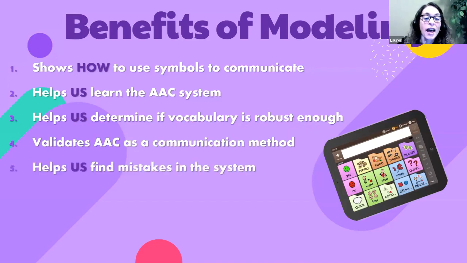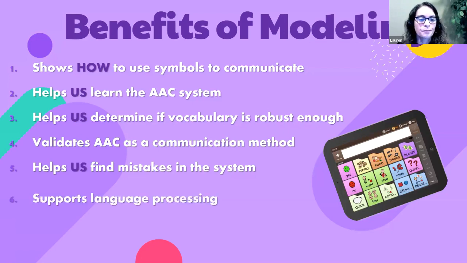It helps us find mistakes in the system. There are times where there can be a glitch, or that we could have made a mistake in programming, or there's a link that's not working. If you don't use it, it's unlikely that you will find all of those mistakes, because in many cases, the student or the child that's learning that system is not really able to tell you, "Hey, my go button's not going to the right place. It's not doing what it's supposed to do." So by you using it, you can identify some of the mistakes that might be in that system.